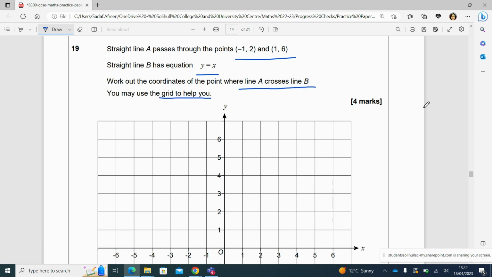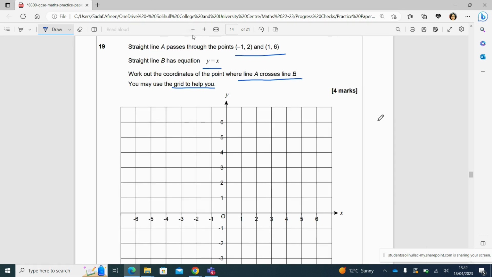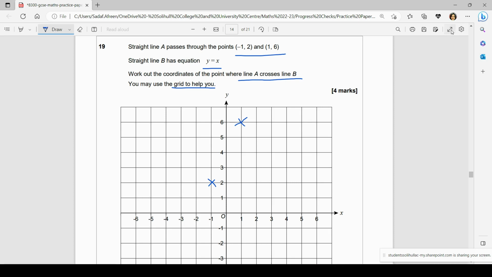Okay, so a straight line A passes the point minus 1 and 2. So first step is we plot the points first. So -1, 2 means -1 across and then 2 up. That means this is your point where the line A crosses. The second point is 1, 6, so 1 across and 6 up. So this is your another point, which is 6. Okay, then we draw a straight line.